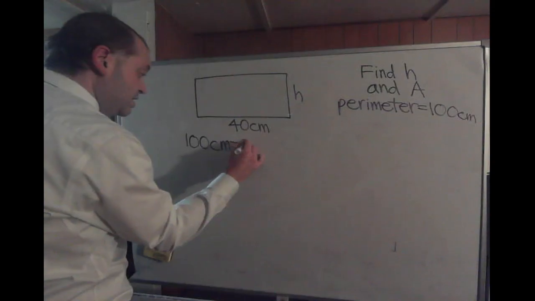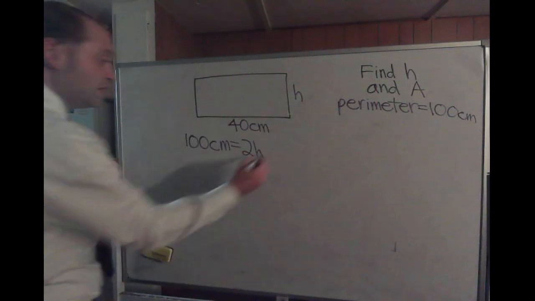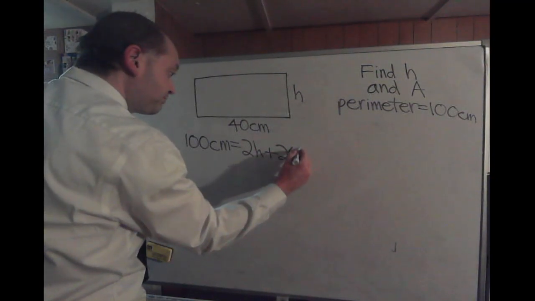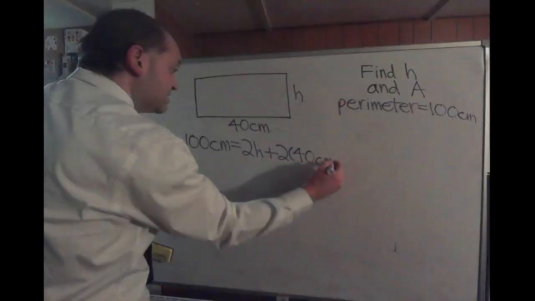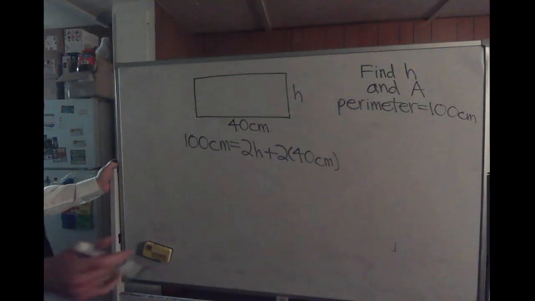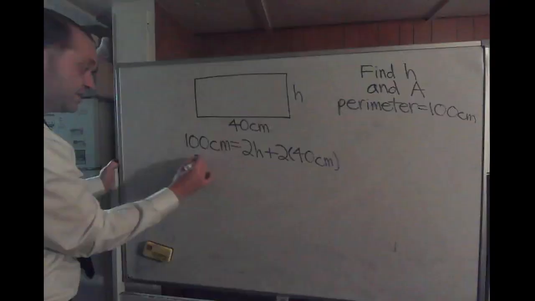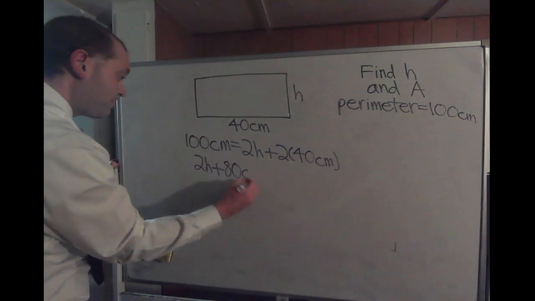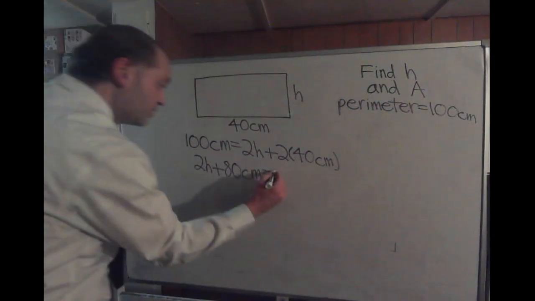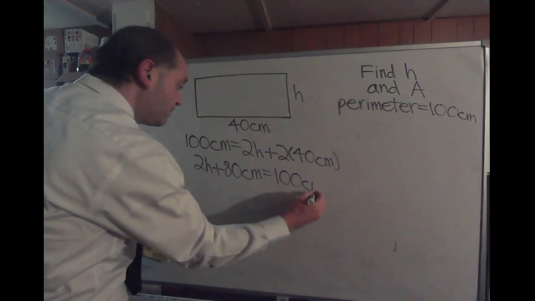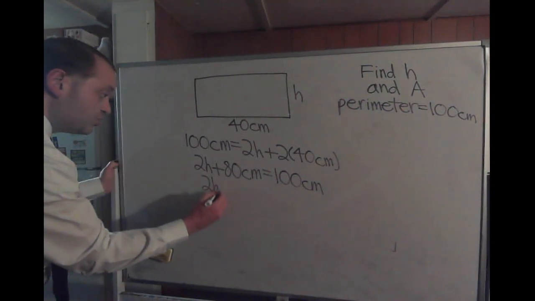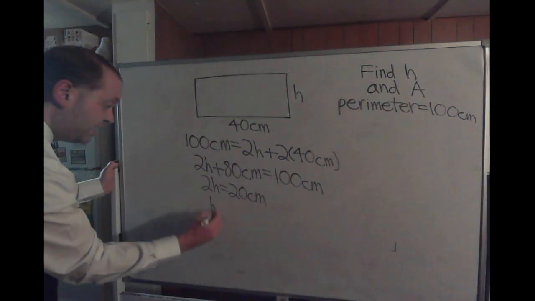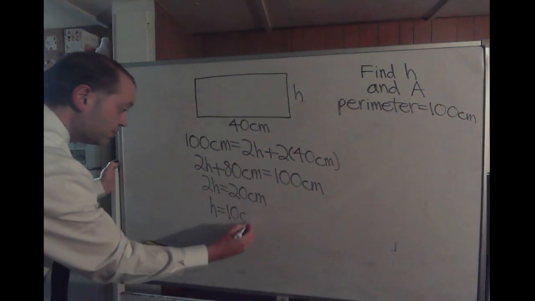So you would take 2 times your height, plus then you would take 2 times your 40 centimeters, because both pairs of opposite sides are congruent, and the top base would also be 40 centimeters. So if you simplify this, you'll get 2h plus 80 centimeters is equal to 100 centimeters, which then means that 2h would equal 20 centimeters, which would just mean that the height itself, h, is equal to 10 centimeters.